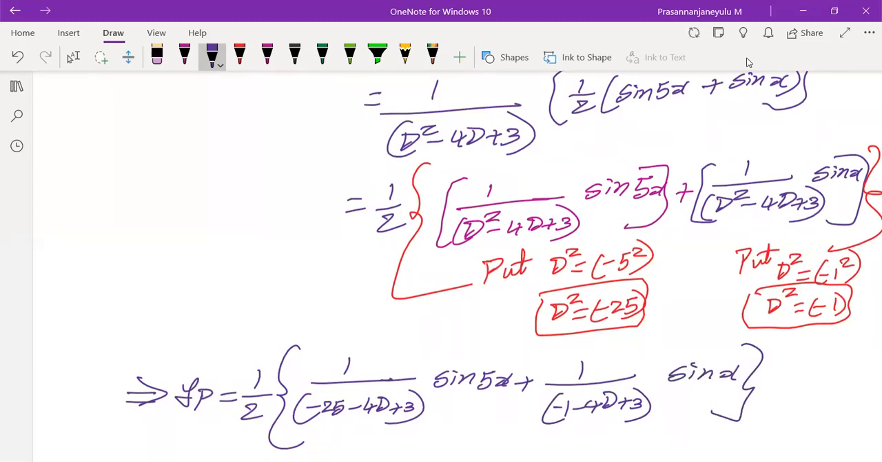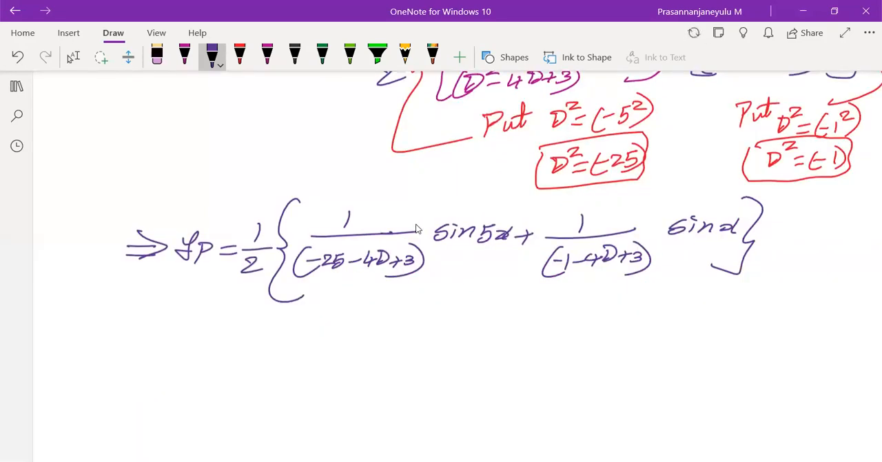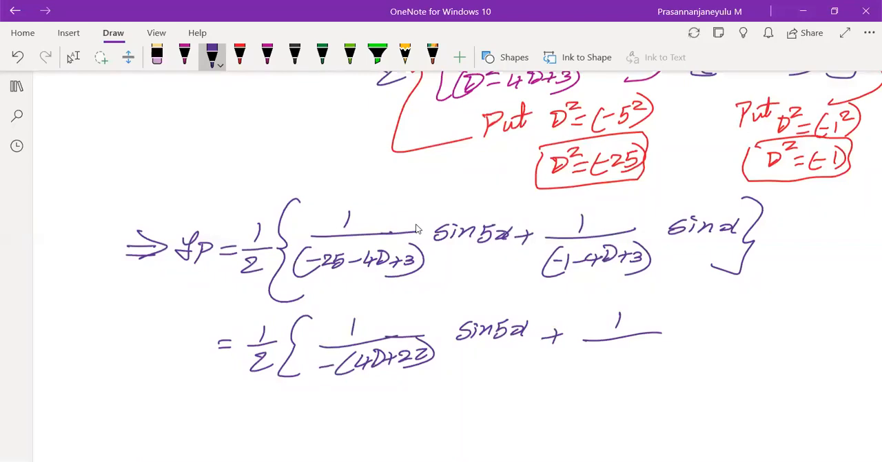Now, if we do simplification, the denominator part is going to become 1 by 2 into 1 by minus 4D minus 22. From that, I am taking minus common. So we'll get minus of 4D plus 22 into sine 5x, plus 1 by minus 1 plus 3 is 2, 2 minus 4D of sine x.